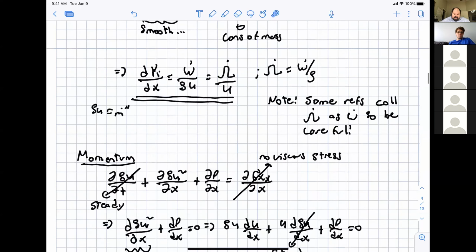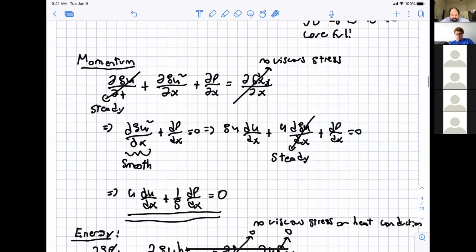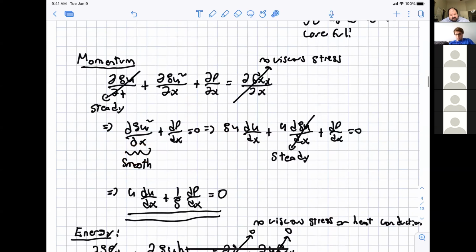Okay. Momentum, we were working with that. So we have 1D momentum, and we just have the equation here. We're assuming it's steady, and we're assuming there's no viscous stress. So we are left with just this equation here. And because we are only dealing with the flow behind the shock wave, that is guaranteed to be smooth, so we can safely use the product rule here.